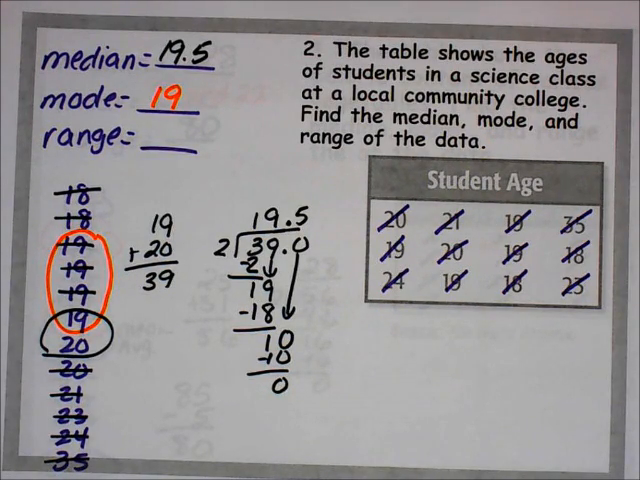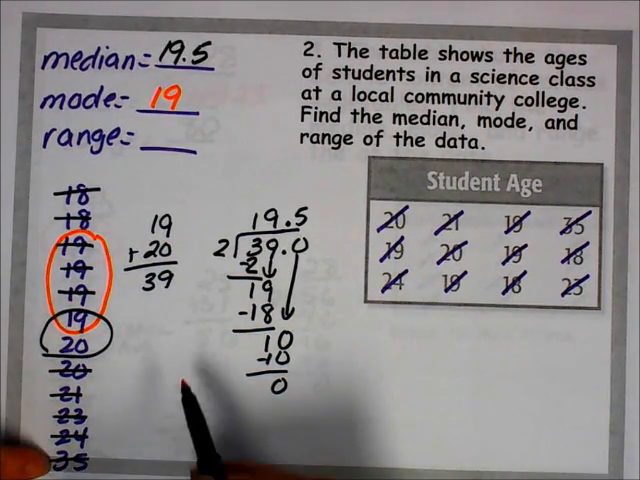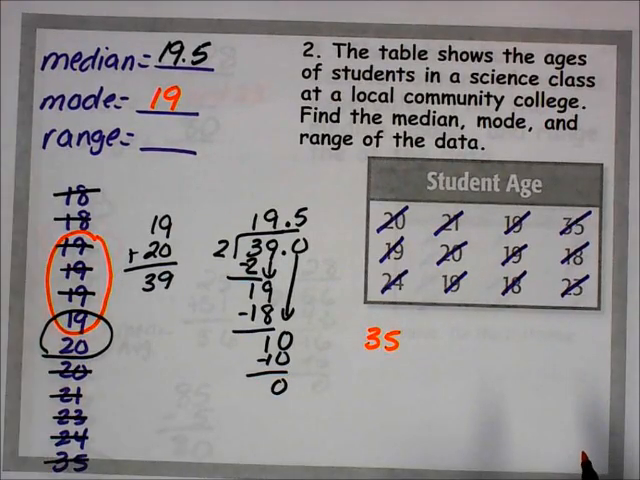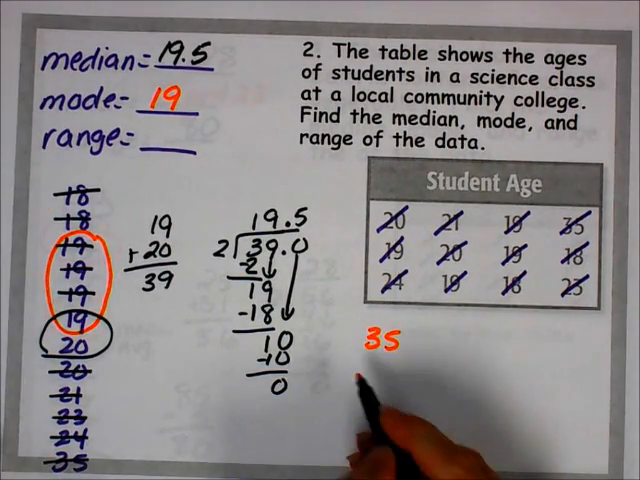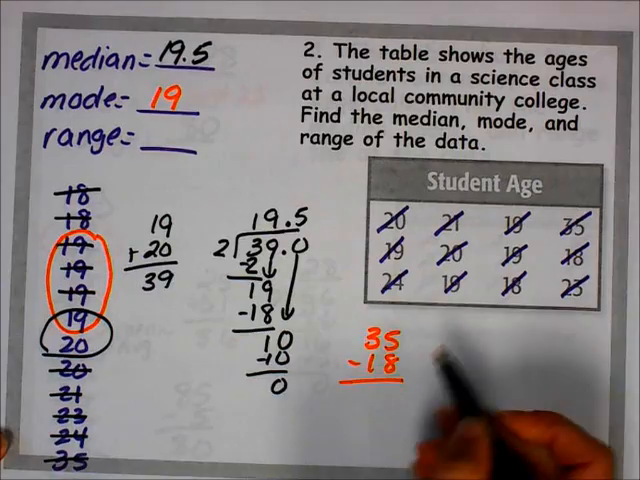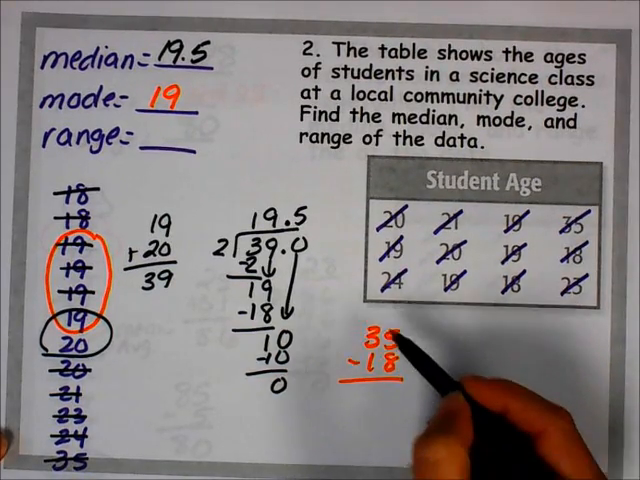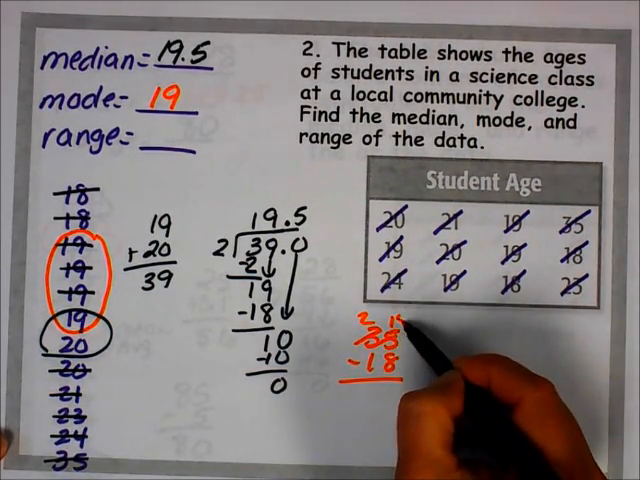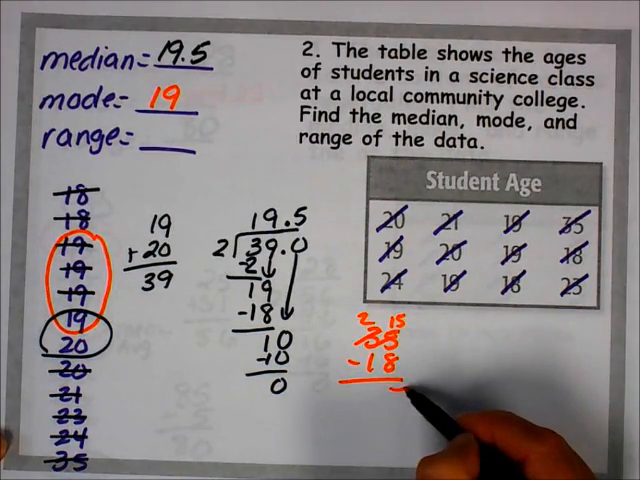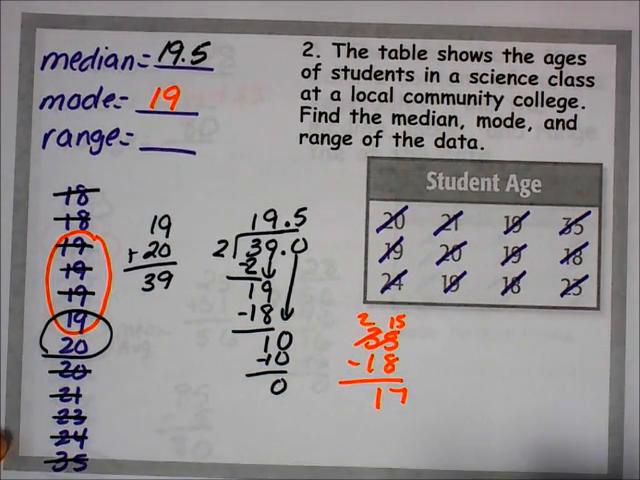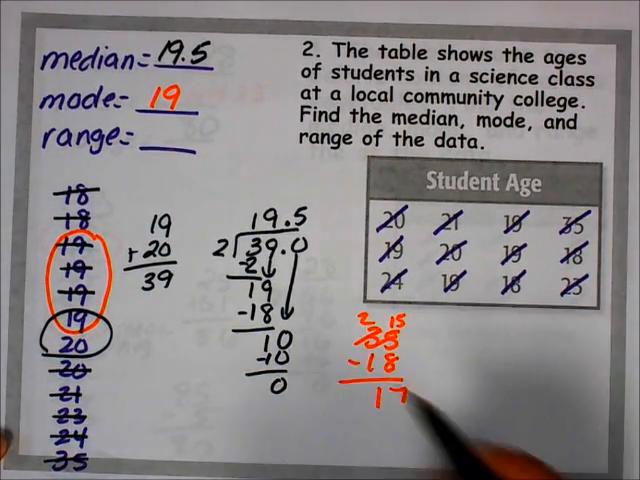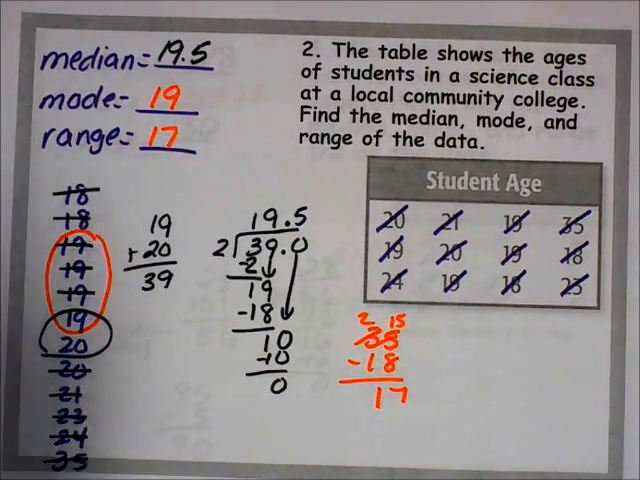In order to find the range, we take the highest number, which is 35, and we subtract the lowest number, which is 18. I can't do 5 minus 8, so I'm going to borrow. 15 minus 8 is 7. 2 minus 1 is 1. So my range in numbers is 17.